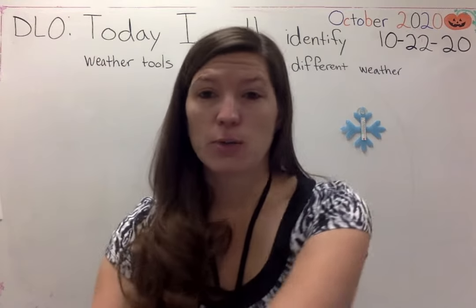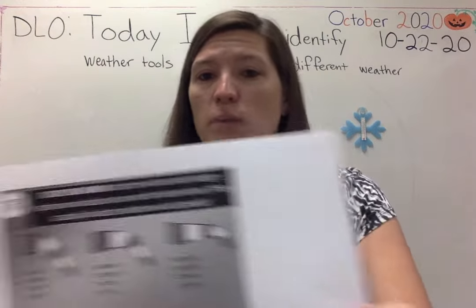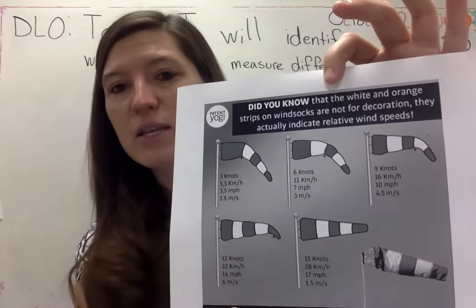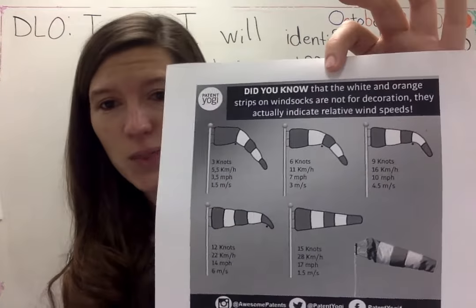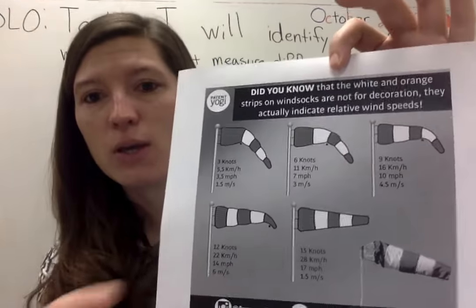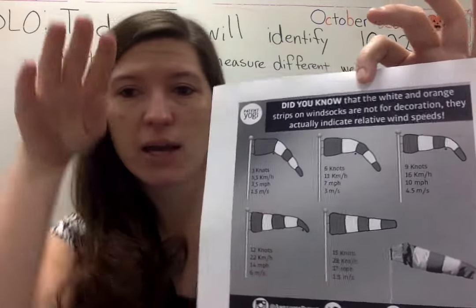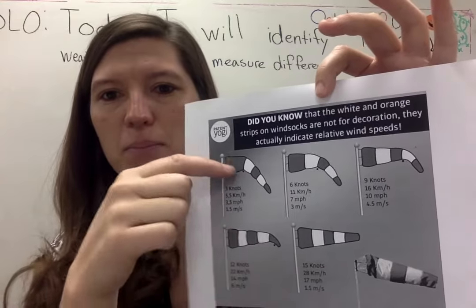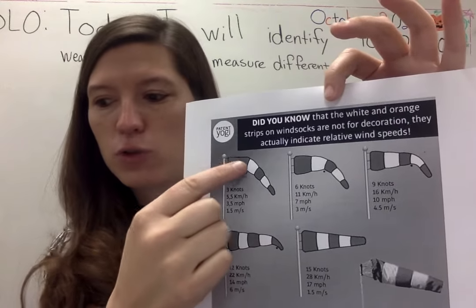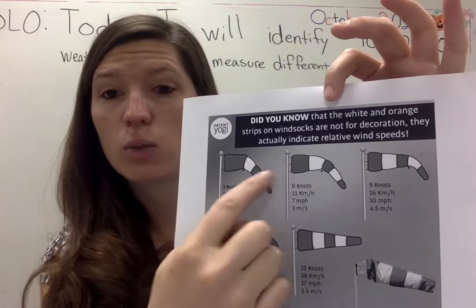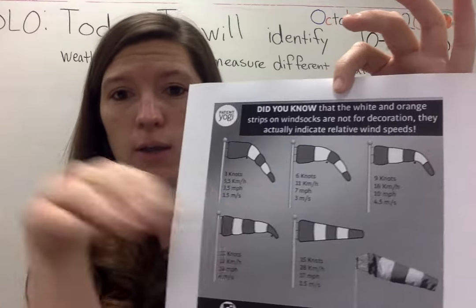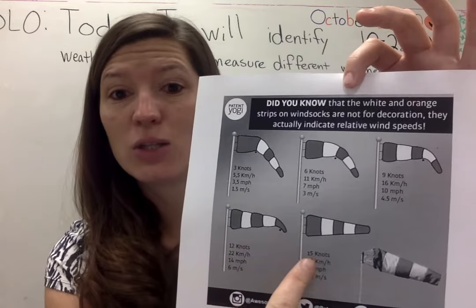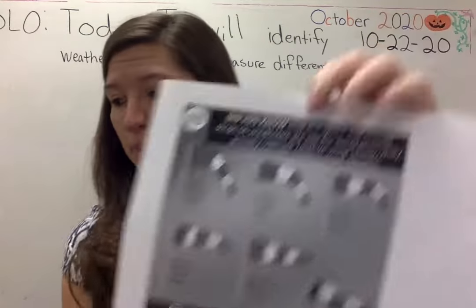I have another picture. It didn't print out in color, so I'll put it on Schoology. But the different colors mean different wind speeds. I didn't know that until I looked it up. So if the flag is kind of limp, then it's blowing just a tiny bit, because it's just the indicator, that first red part. But then as the wind gets stronger, the windsock picks up more and fills up more, and then it tells you how fast it is blowing.